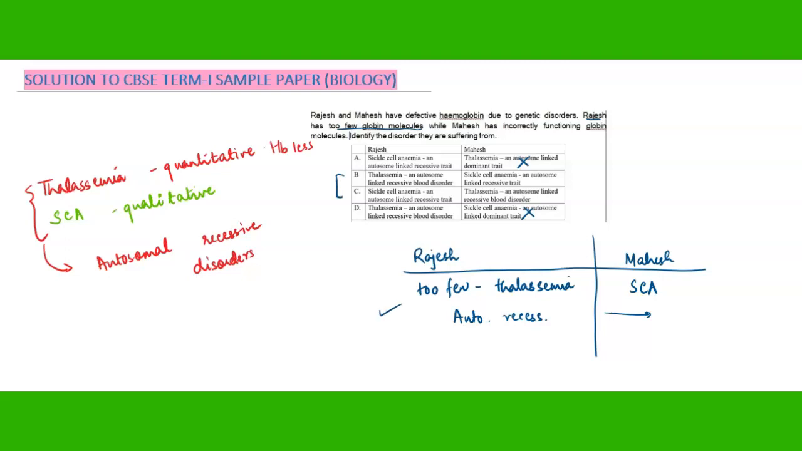Our answer is already ready. Rajesh is suffering from thalassemia. I'm reading option B. And Mahesh is suffering from sickle cell anemia. So we already worked out, because we had initial knowledge, that thalassemia is a quantitative trait. So in the exam, don't waste your time. Just look in for autosomal dominant, because neither of these traits are autosomal dominant. You will deduct them and then you will work out like this if question is given, so that before coming to the options, your answer will be ready.